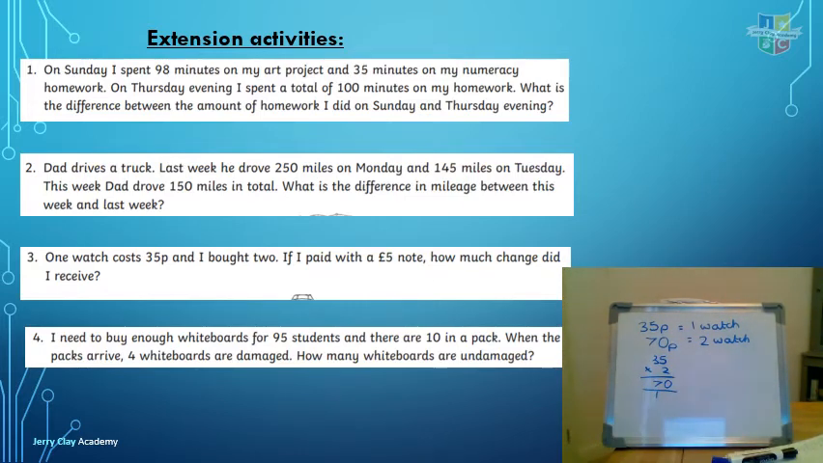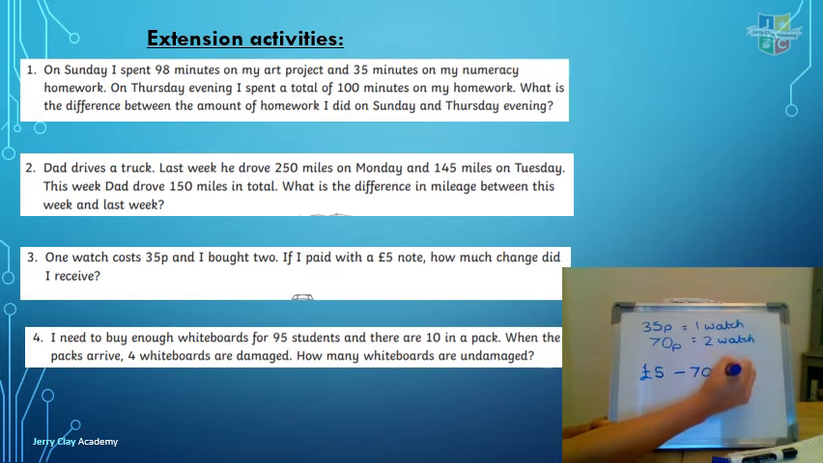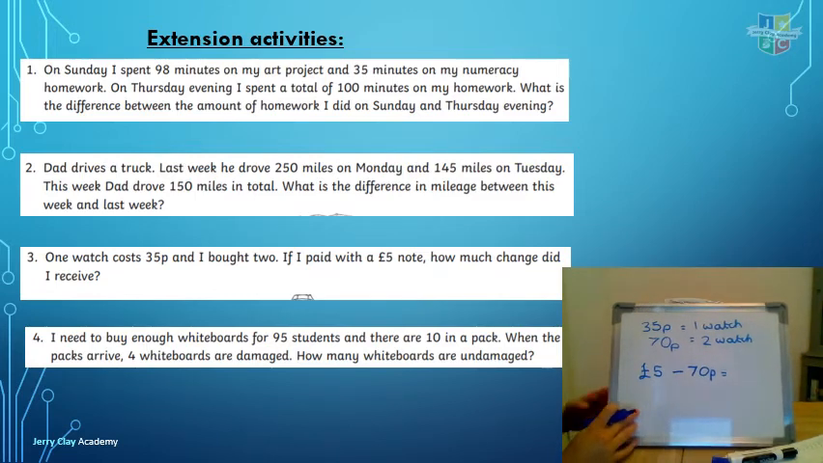So that was the first part. Then it says, if I paid with a £5 note, how much change did I receive? So I want to find £5, and if I'm finding change, it's how much left over. So I'm going to take away 70 pence. Now, we could have converted it, so £5 is 500 pence. So we could have done 500 take away 70 and work it out this way.